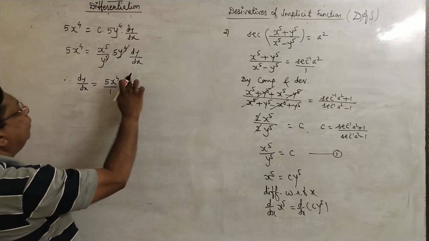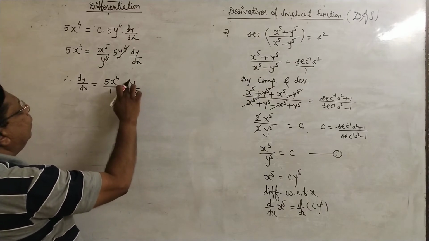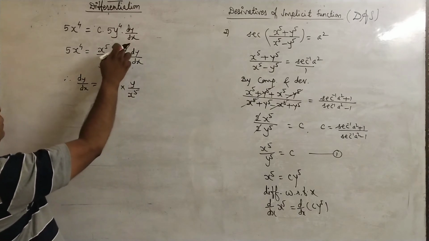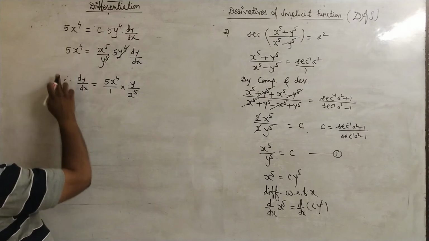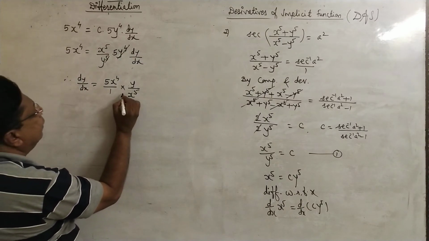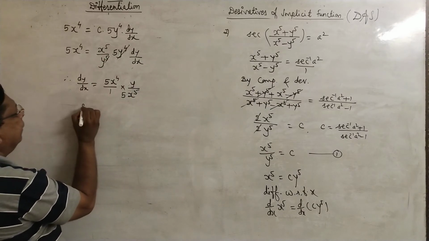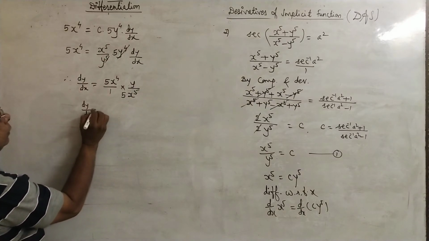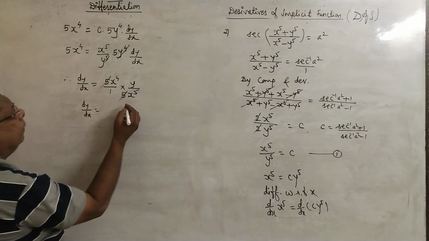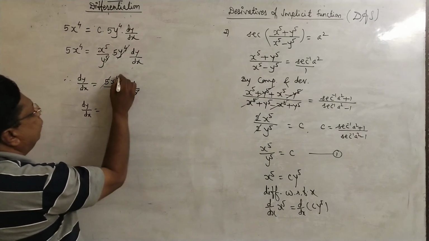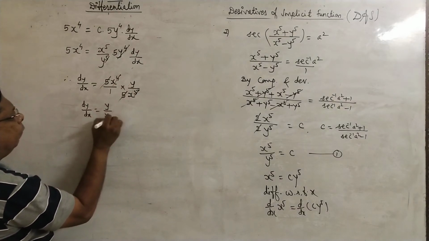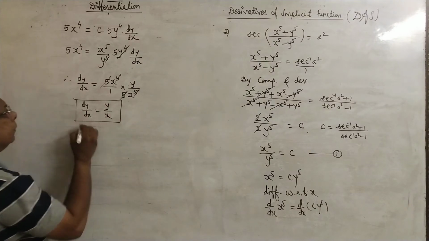Sorry, 5. This 5 goes to the denominator, 5x raised to 5. So it becomes 5x raised to 5 into y. So dy by dx is equal to, this 5 gets cancelled, x raised to 4 gets cancelled, and what remains is y upon x.